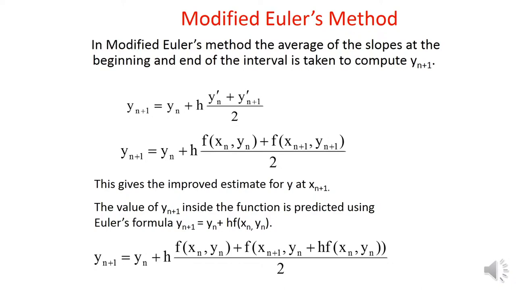So here we predict it by using Euler's formula, that is yn plus 1 is equal to yn plus h fxn yn. So we can substitute this value here and write the formula again. So we can write yn plus 1 is equal to yn plus h. The first term is fxn yn, same as it is, and in the second term we write f xn plus 1, this is same, comma, in place of yn plus 1 we write Euler's formula, and that is yn plus h fxn yn, and of course brackets are closed by 2.